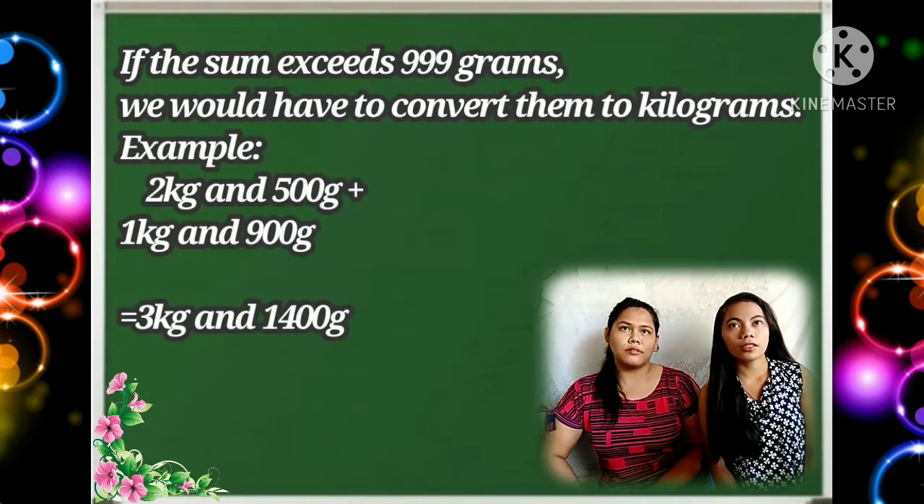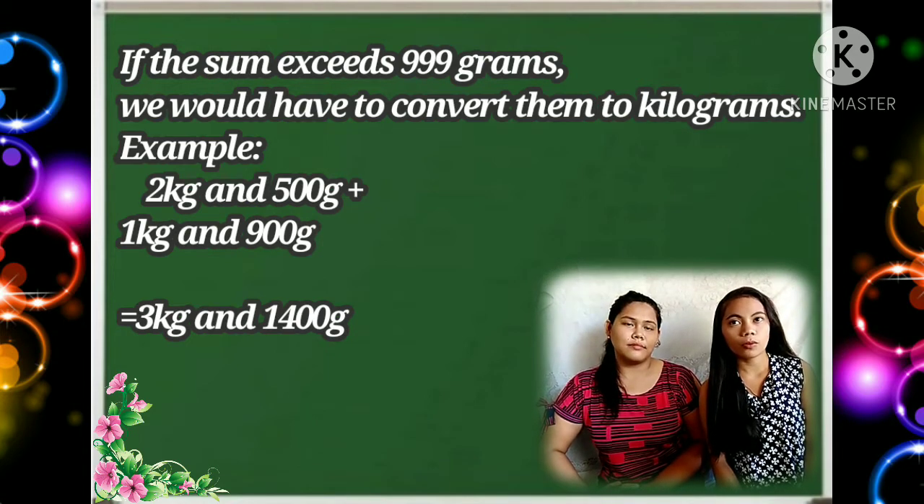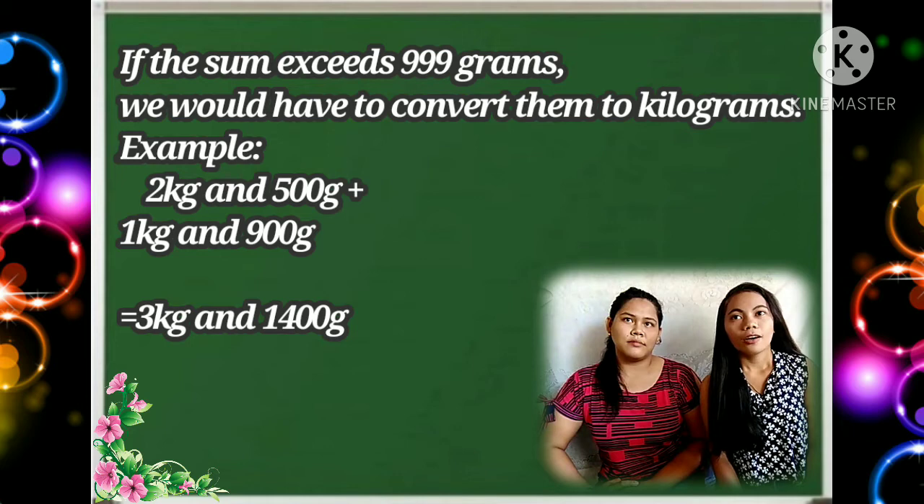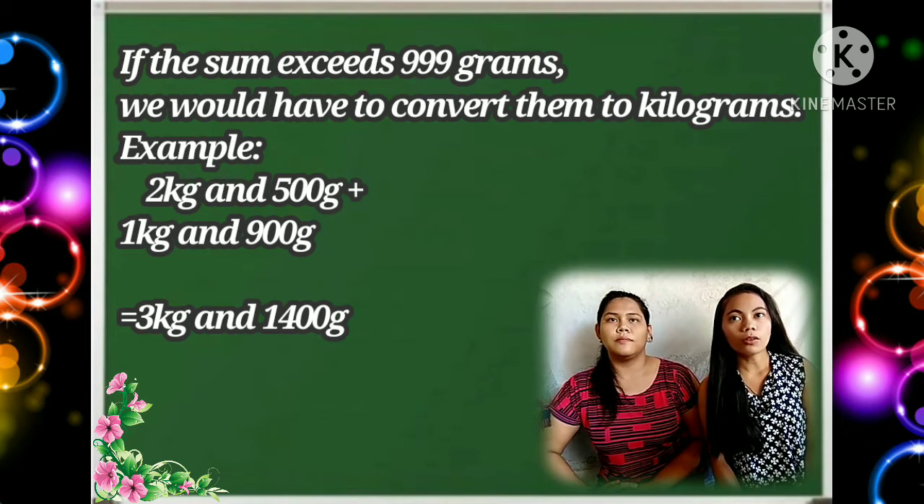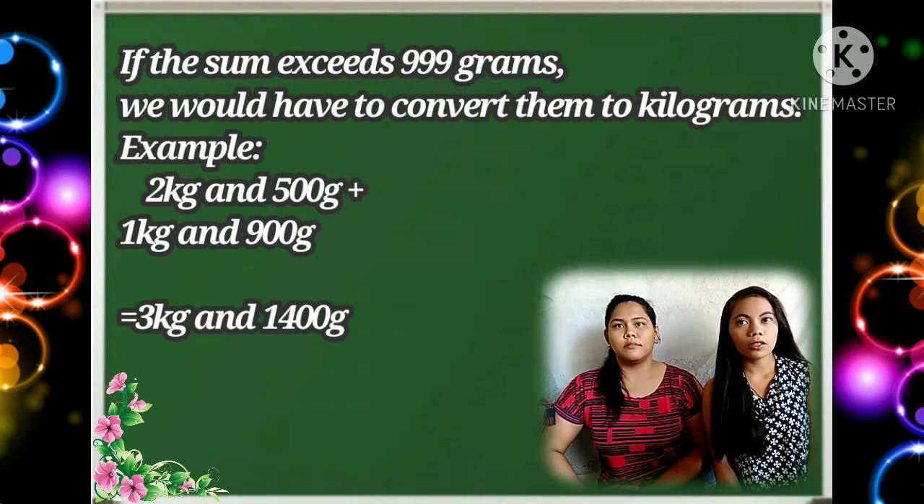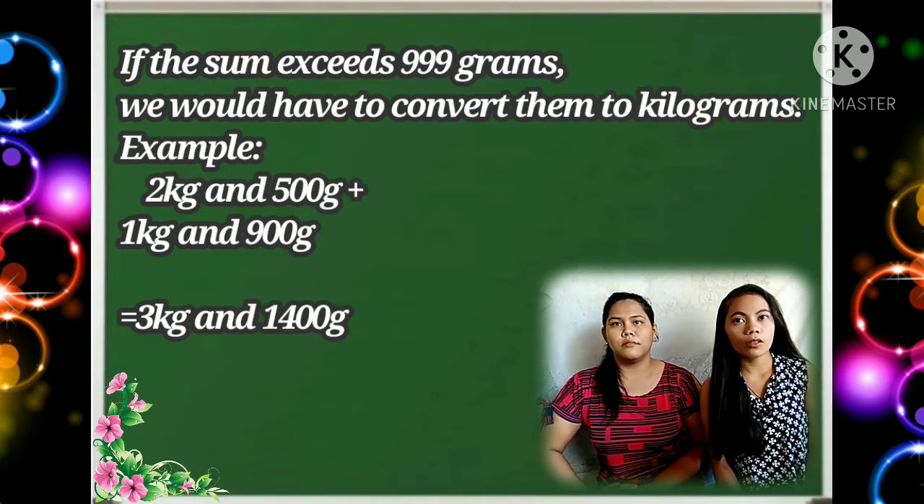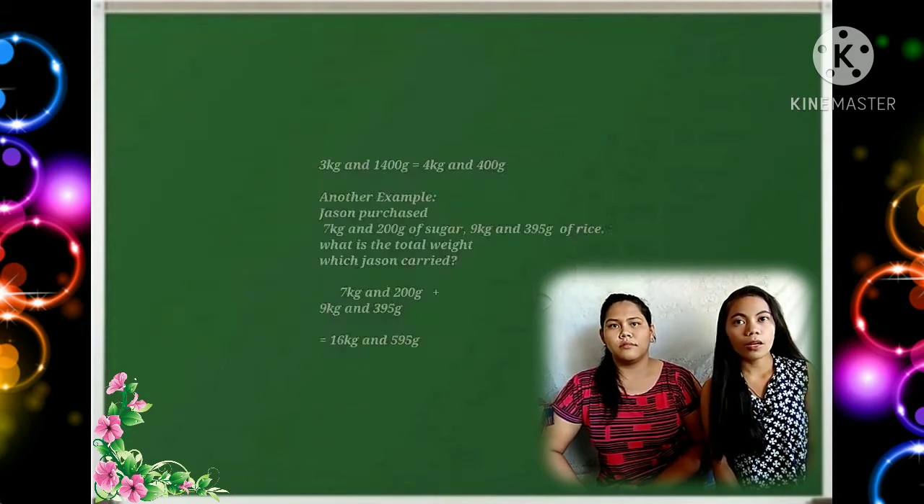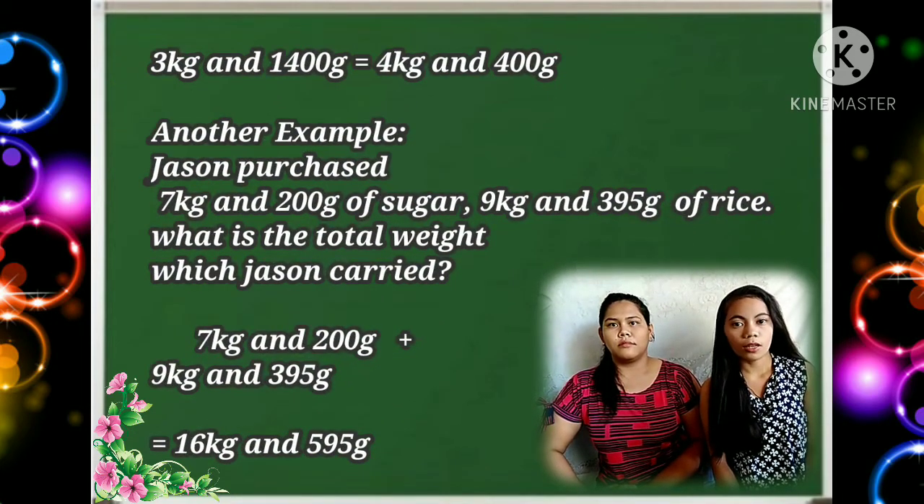If the sum exceeds 999 grams, we would have to convert them to kilograms. For example, 2 kilograms and 500 grams plus 1 kilogram and 900 grams equals 3 kilograms and 1,400 grams. 3 kilograms and 1,400 grams equals 4 kilograms and 400 grams.